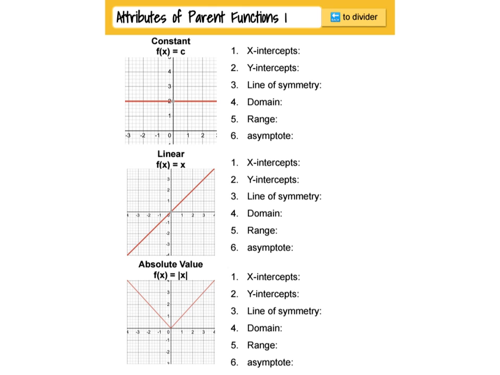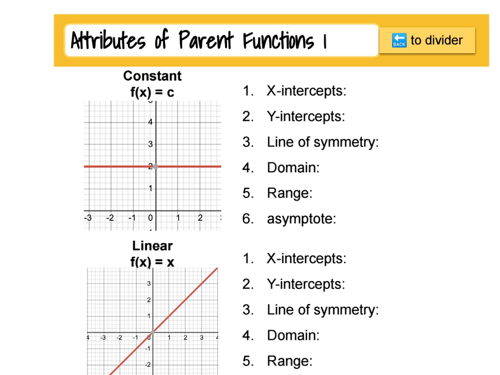At the end of this lesson, you will be confident to find each attribute from different graphs. Let's start. The first parent function is f of x equals c, or sometimes we're using k as a constant.